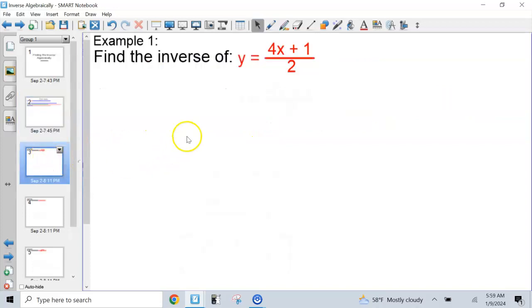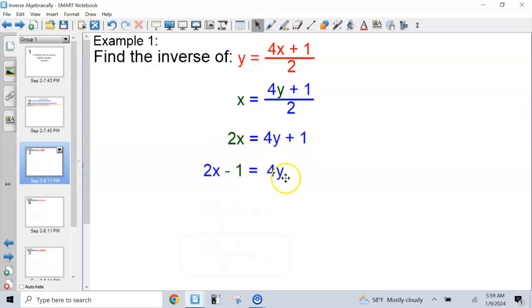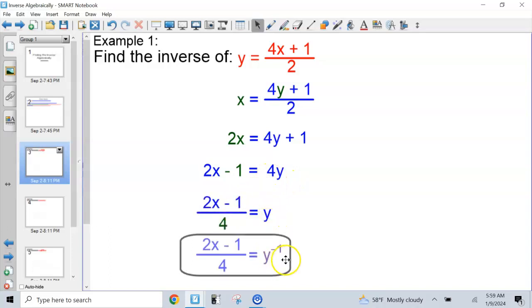Here's our first example. Find the inverse of this. We see x and y, so switch x and y, then get this y by itself. Get rid of this fraction by multiplying both sides by the denominator, so now the left side is 2x. Get this y by itself by subtracting this 1. Get the y by itself by dividing by this 4. Y is now by itself. Make sure you use inverse notation. It'll be y -1, and that's it.